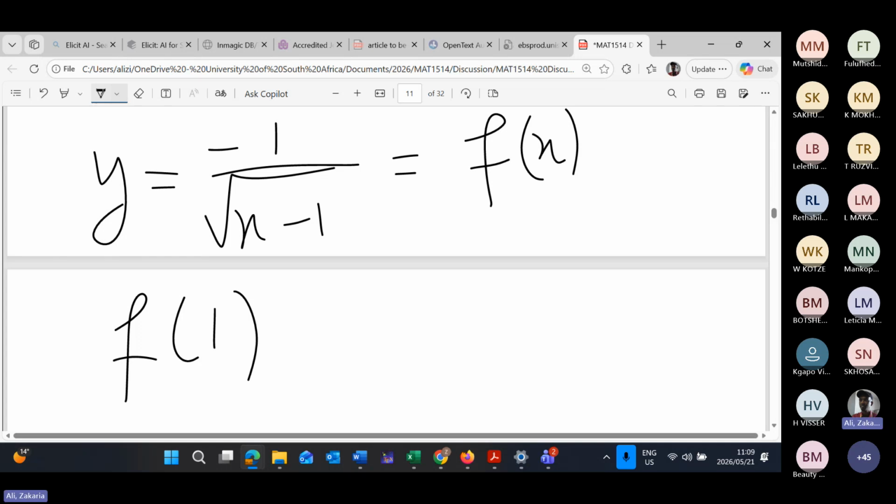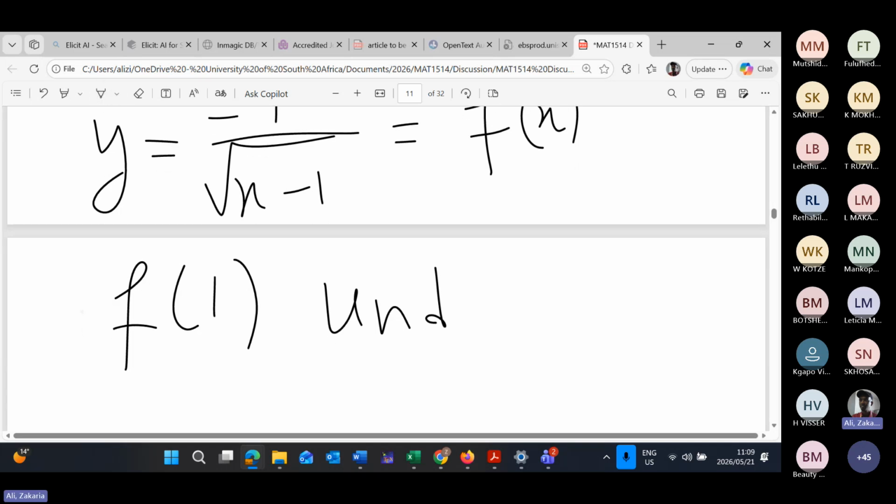Guys, are you here in the meeting? Am I audible? Or am I just talking? Okay, what is f of 1? So f of 1 will be undefined, because you'll be dividing by 0. Undefined. Well done. F of 1 is undefined.